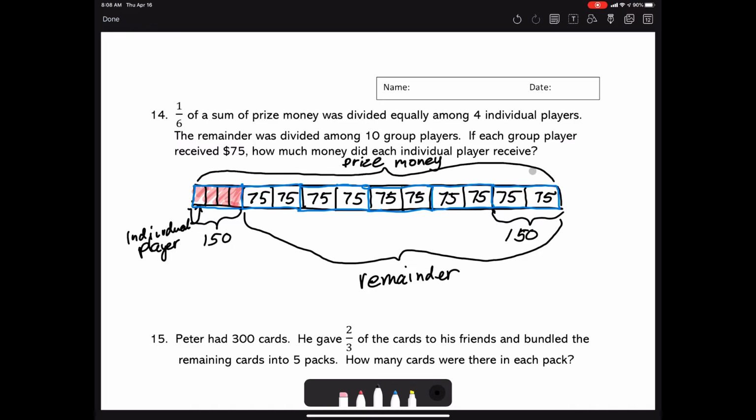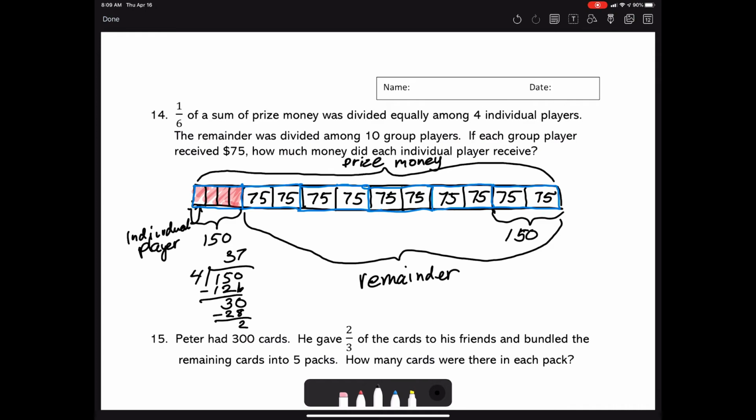And now all I have to do is take this 150 and divide it into 4 pieces. And that will tell me what each individual player got. So 150 divided by 4. 4 goes into 15 3 times. 3 times 4 is 12. Subtract. There's 3 left. Bring down the 0. 4 goes into 30 7 times. 7 times 4 is 28. Subtract. There's 2 left. I know that's okay because it's less than the divisor.